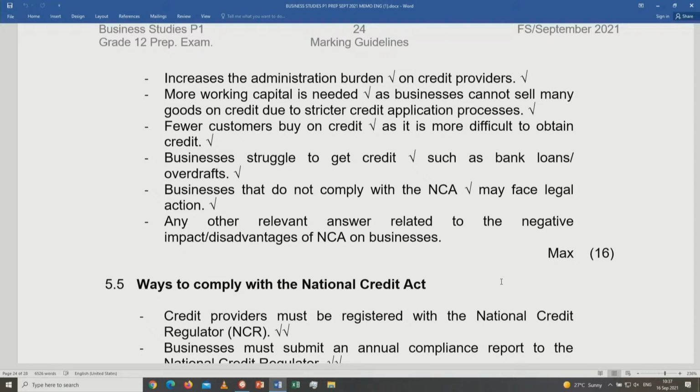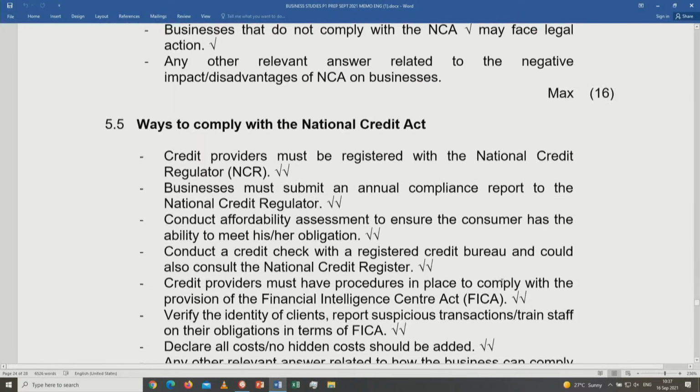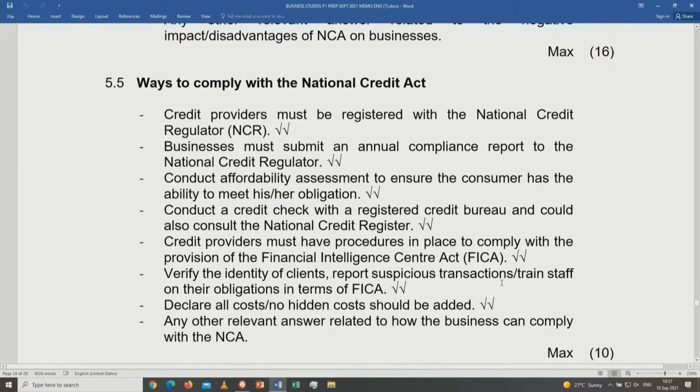And then we go to the last part of the question, which is ways in which business can comply with the Act. Recommend ways in which business can comply with the Act. Some of the responses that learners may provide should include, amongst others, credit providers must be registered with the National Credit Regulator. This is a way in which a business can comply. It must register with National Credit Regulator. It's 2 marks. Businesses must submit an annual compliance report to the National Credit Regulator. It's 2 marks. If they do that, they would be complying with the Act.